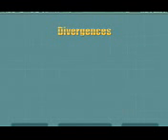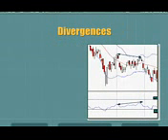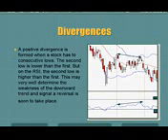Now we're going to talk about divergences, which is the third one. The first, positive divergence, is formed when the stock has 2 consecutive lows. The second low is lower than the first, but on the RSI, the second low is higher than the first. This may very well determine the weakness of the downward trend and signal a reversal will soon take place in the stock. See up there, we'll have a lower, higher.